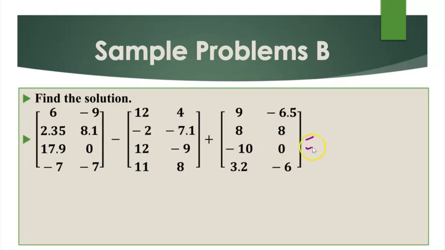Let's just do this one right here. So 6 minus 12 is -6. -6 plus 9 is 3. -9 minus 4 is -13. -13 minus -13 plus a -6.5. So that would be -13 plus 6.5. So that would give you -19.5.